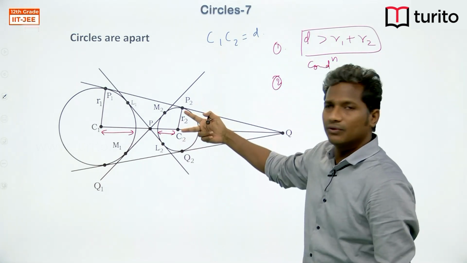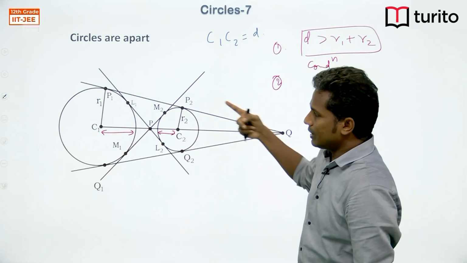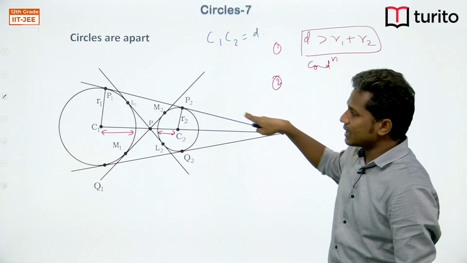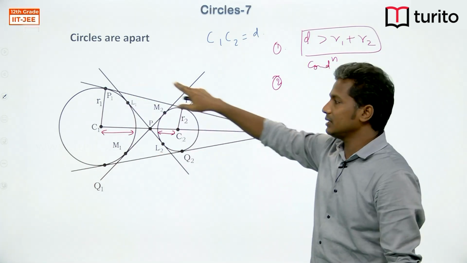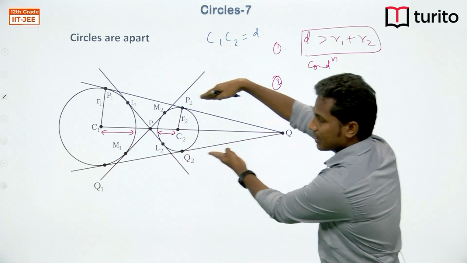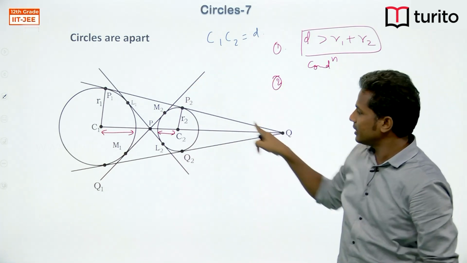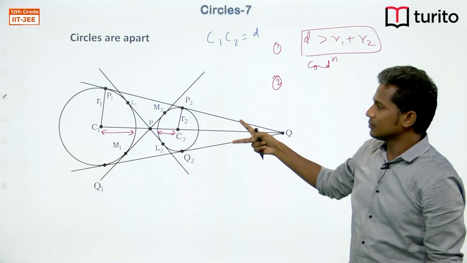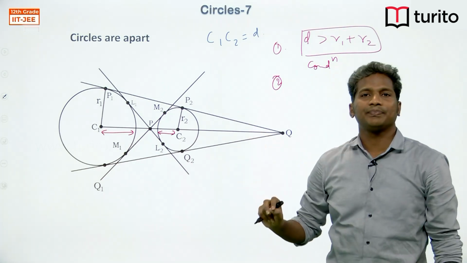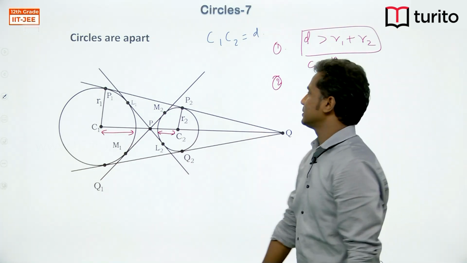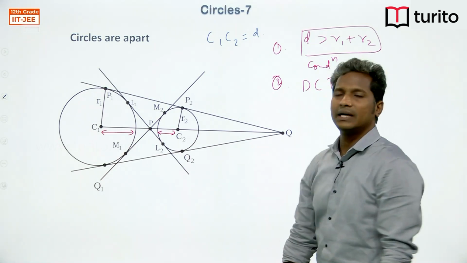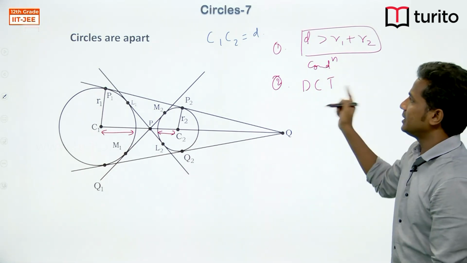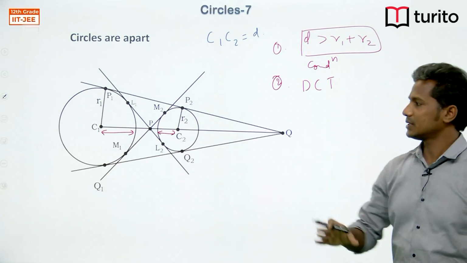There are two types of common tangents here. One type are those passing externally and touching the circles externally, separately from outside, which are meeting at this point Q. So these two tangents are called direct common tangents. In short form, we can write them as DCT. DCT means direct common tangents.